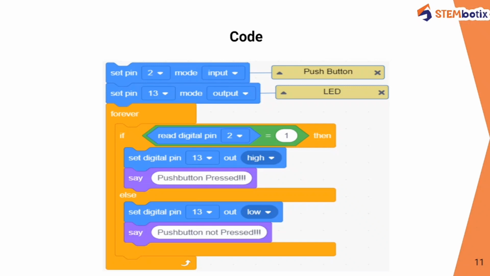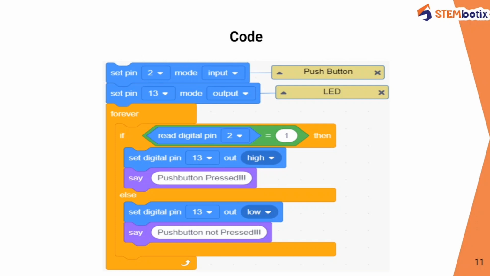So let's take a forever loop for looping, which works like the void loop in C language Arduino IDE programming. In this forever loop, we take an if else condition. In this if condition, we use an operator block is equal to 1, and we have to compare that 1 with the result of digital pin number 2, which is connected to the push button.